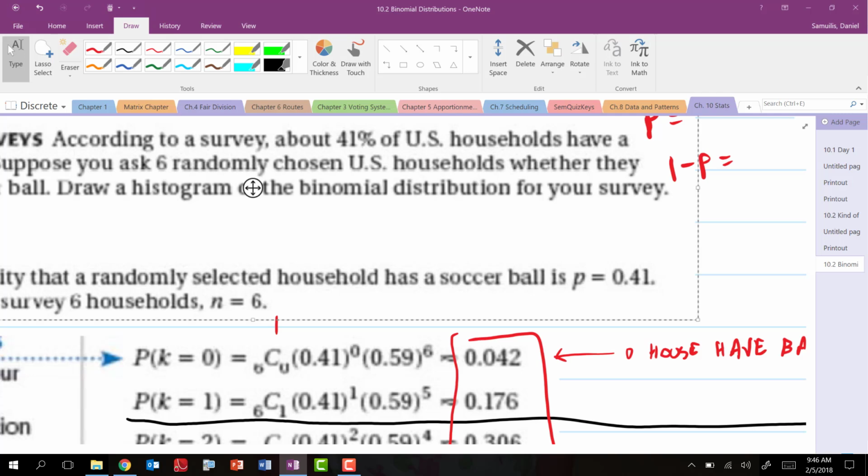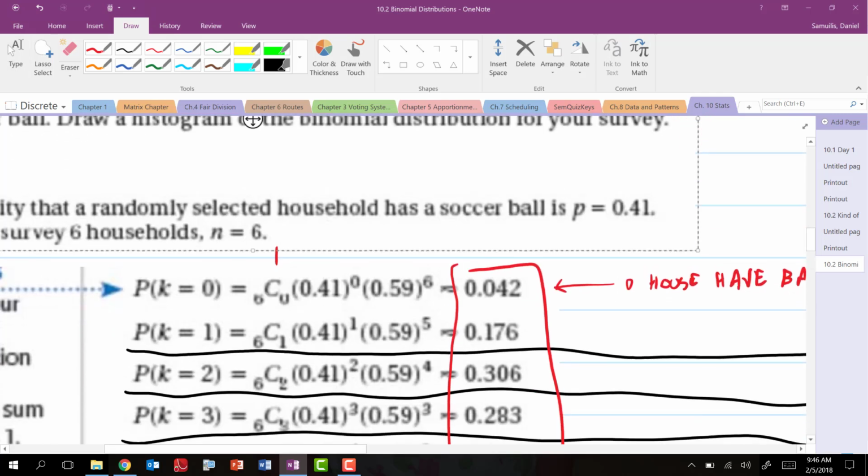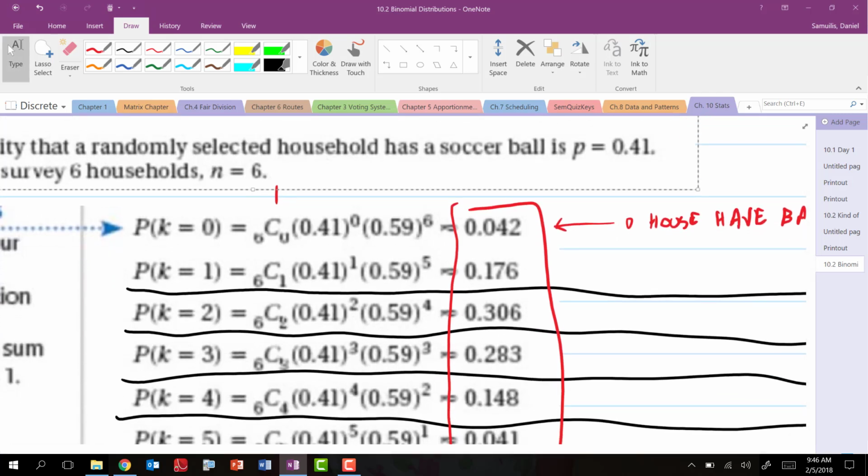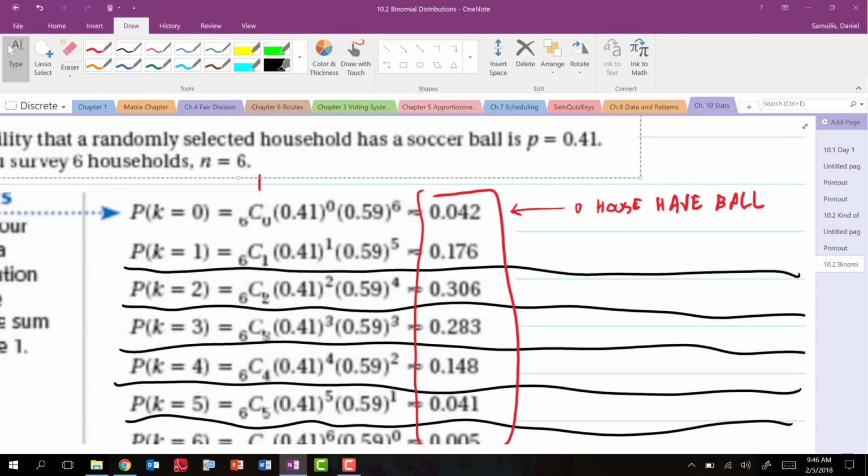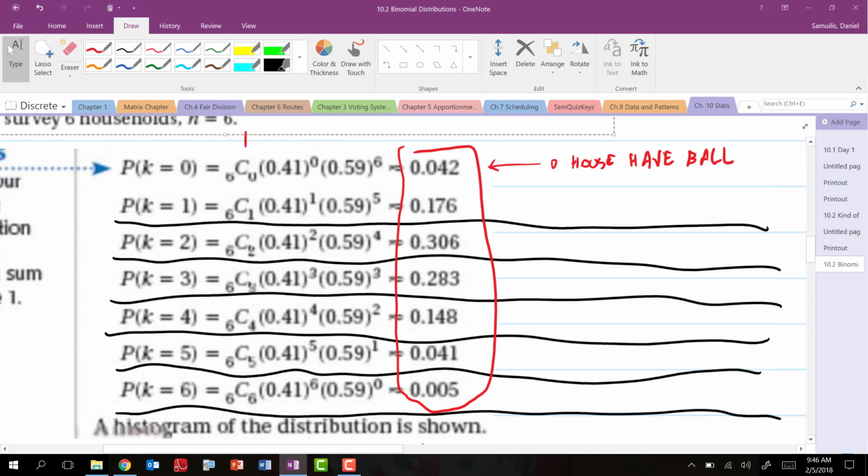All right, and then 0.41 ways over. And then 6C2. Two houses have a soccer ball, and there's exactly 6C2 ways that 2 of the 6 could have a soccer ball, and so on and so forth. So if you want to write this down, these are all of the possibilities, all the way down to the last one: all 6 houses have a soccer ball.